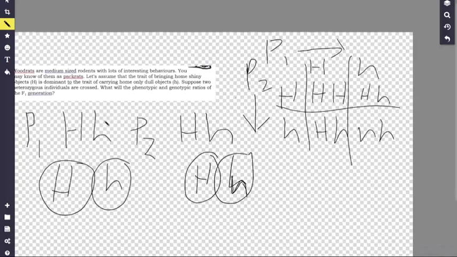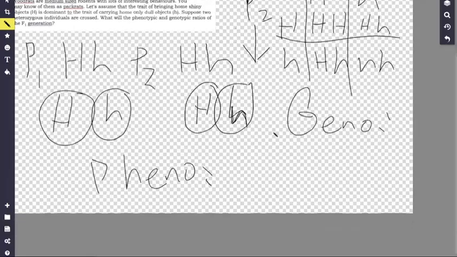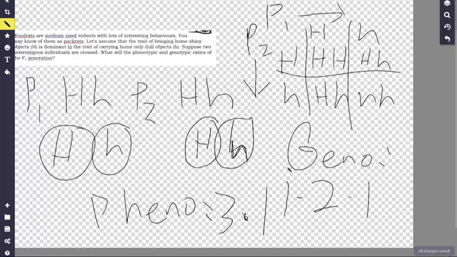Since the question asks for the genotype ratio, we're going to write it out, and we're going to write out pheno here. So for genotype, we have 1 homozygous dominant, 2 heterozygotes, and 1 homozygous recessive. So 1 to 2 to 1. And phenotype, remember, all of these 3 like bringing home shiny objects, and this one likes bringing home dull objects. So that is a 3 to 1. And we're done. The entire question is over.